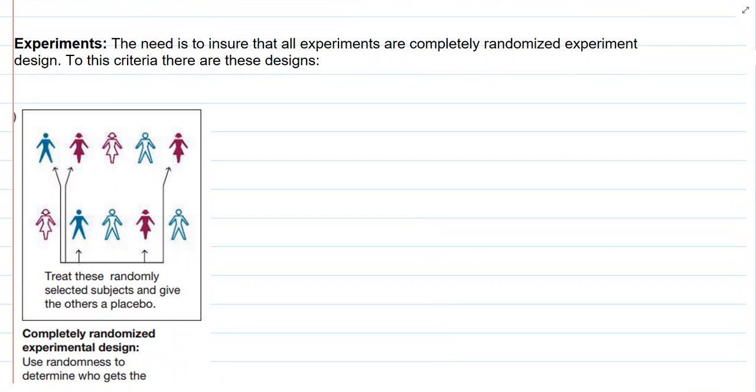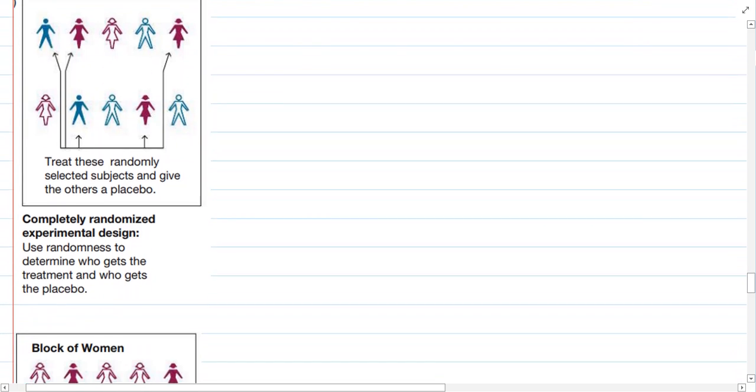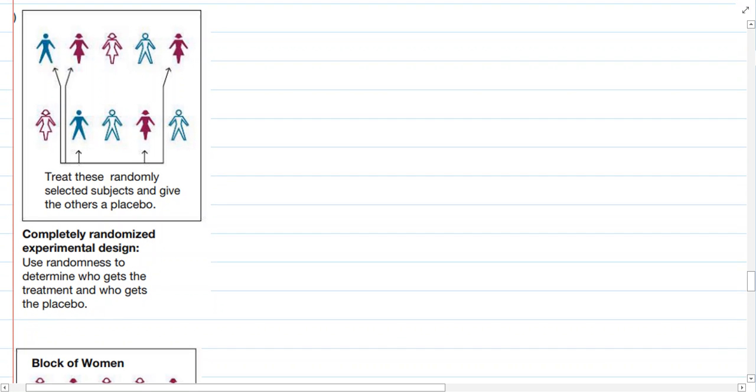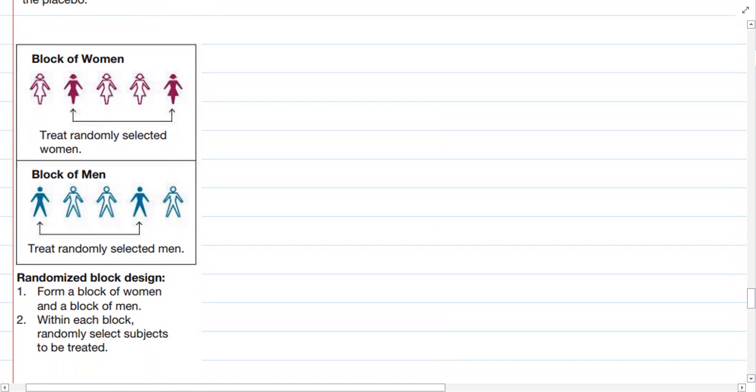So in experiments, the need is to ensure that all experiments are completely randomized experiment design. To this criteria, there are these designs, and these are pictures as well. Completely randomized experiment means that you have treatment and placebo. This one is randomized block design, and we spoke a little bit about that and the fact that we have women and men who each have particular traits and sensitivity to subjects.